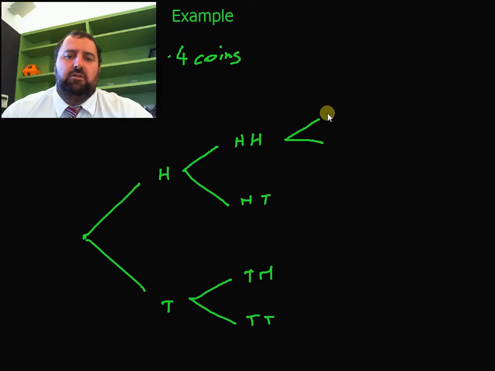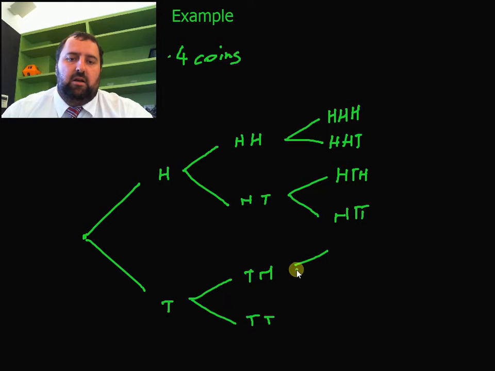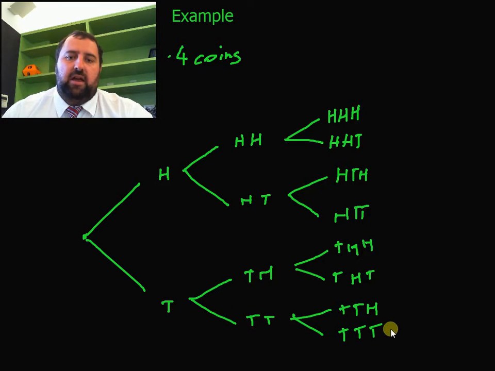After 3 rolls, if I got heads, heads, I could end up with heads, heads, heads, or heads, heads, tails. If I'd got heads, tails, I could get heads, tails, heads, or heads, tails, tails. If I'd gone tails, heads, I could go tails, heads, heads, or I could go tails, heads, tails. And after getting 2 tails, I could go tails, tails, heads, or tails, tails, tails.